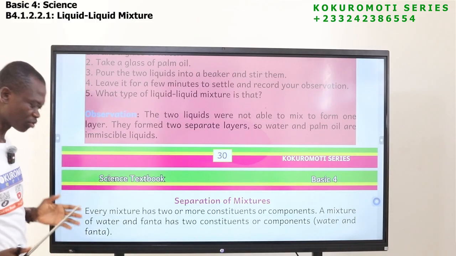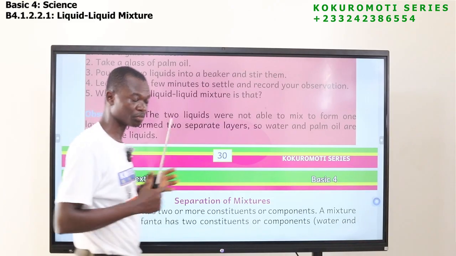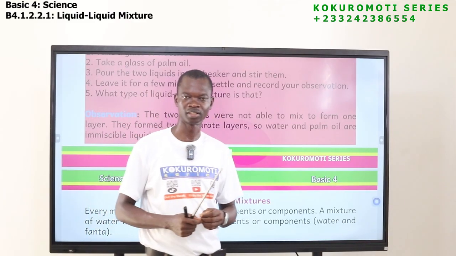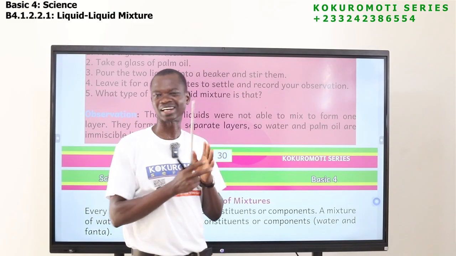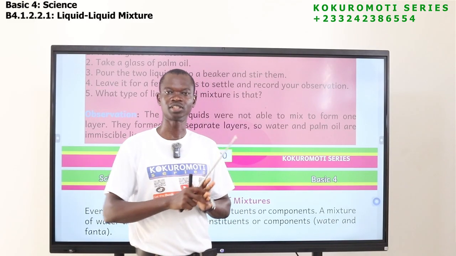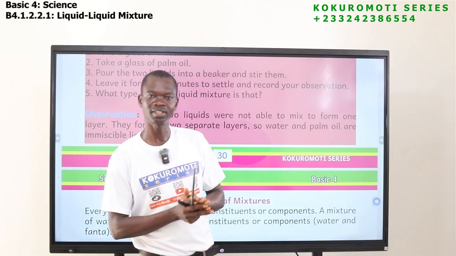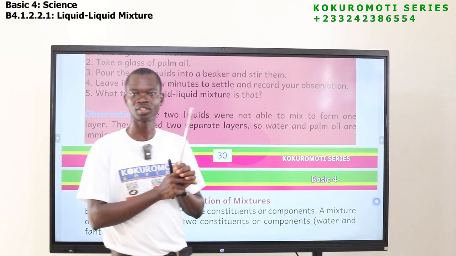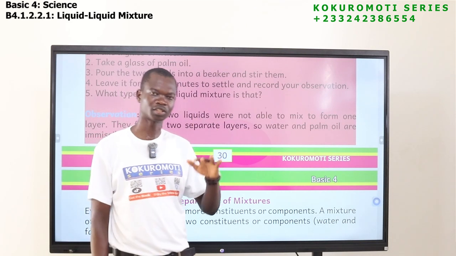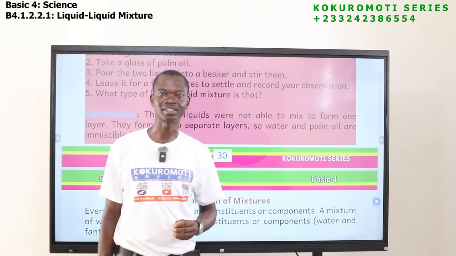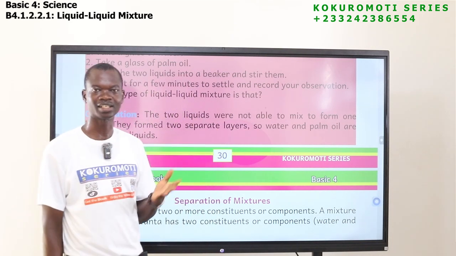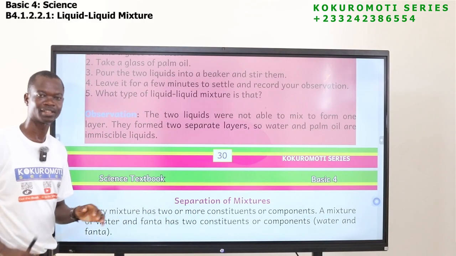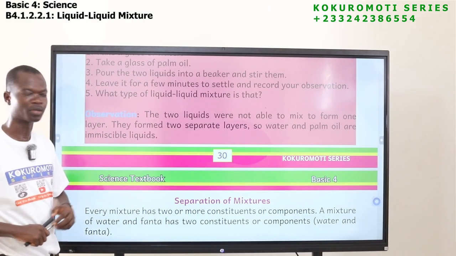So you see, if you have water and palm oil and you mix them, they will not be able to mix completely to get one color or one layer. You will see water separated from palm oil. The palm oil will be on top, the water will be at the bottom. The reason is that palm oil is less dense, or water is denser than palm oil.